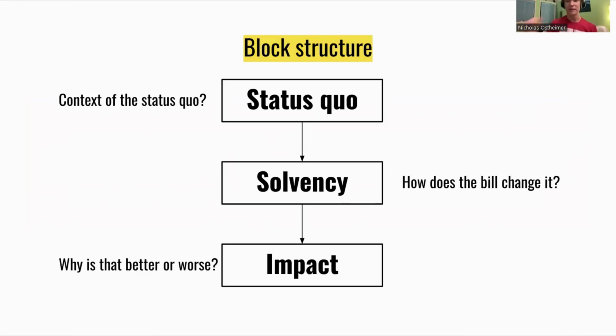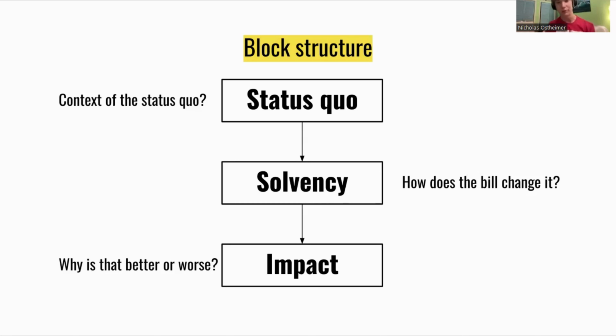Then you talk about the solvency, where you always want to tie it back to the bill or to the policy and action that's being debated. You want to talk about how does the bill change the status quo and how. You want to explain the mechanisms, you want to explain why it changes, how it changes. And then the impact explains why that's better or worse.